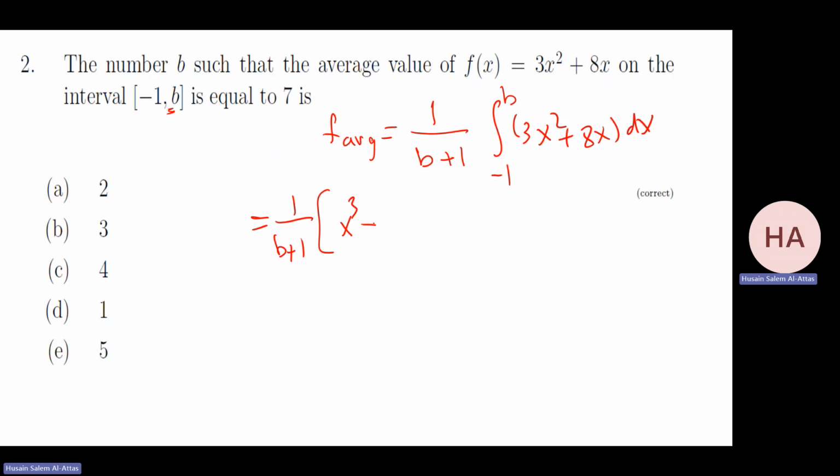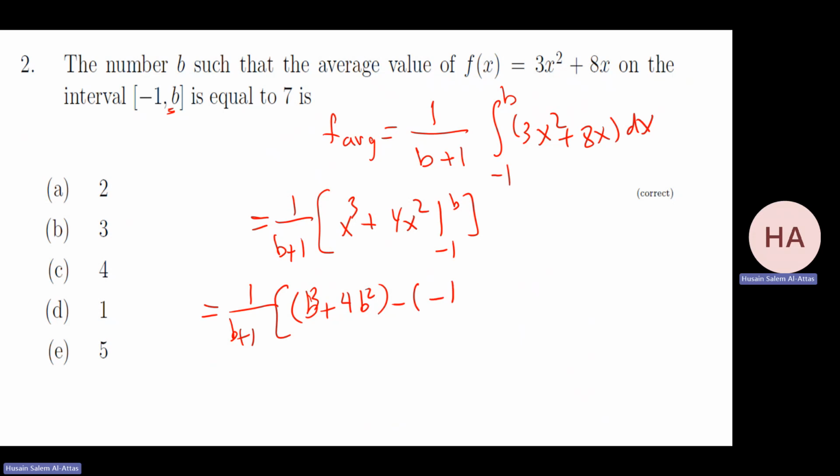This one is what? The integral of x cubed plus 4x squared from minus 1 to B. It's a matter of calculation now. 1 over B plus 1. What do you have? B cubed plus 4B squared minus, substitute the minus 1, that is minus 1 plus 4. So you have 1 over B plus 1 times B cubed plus 4B squared minus 3.